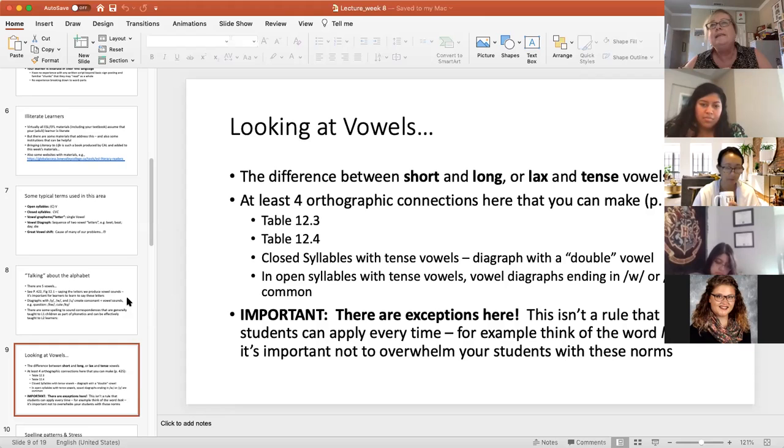So there are at least 4 different things that happen where it matters whether it's a short vowel or a long vowel. So whether it's a lax vowel or a tense vowel, and your book addresses those on tables 12.3 and 12.4. So 12.3 rather, is the letters that are used in, so again, A, E, I, O, U, the vowel letters that we have, and how those vowel letters match with lax vowels and with tense vowels.